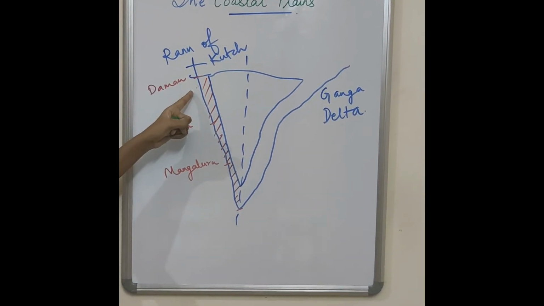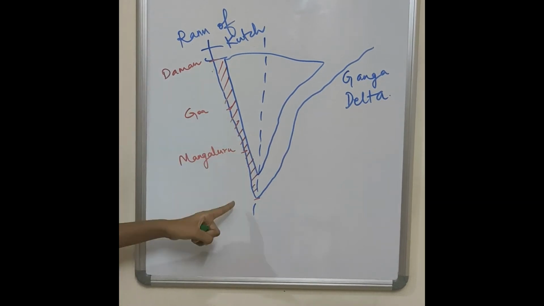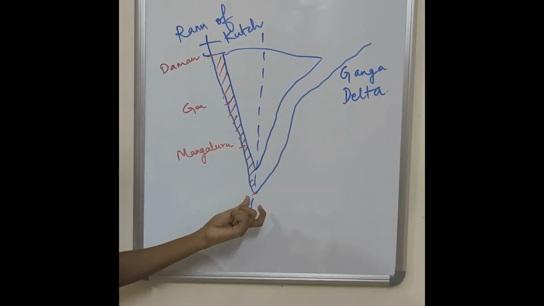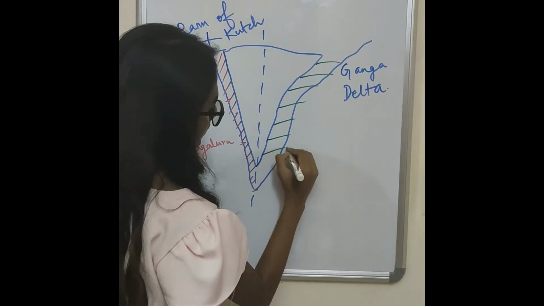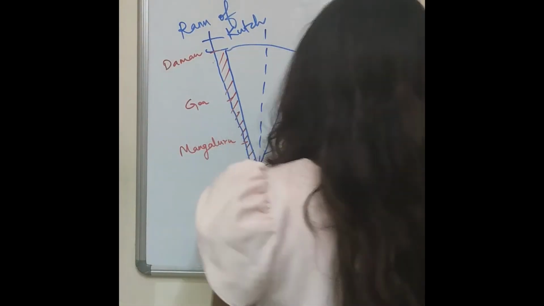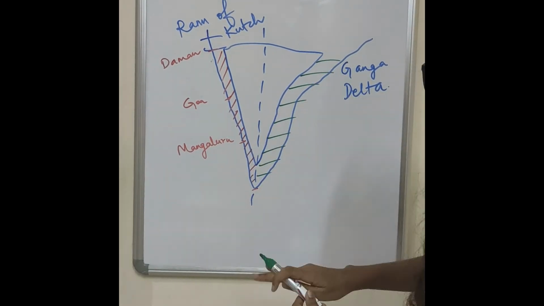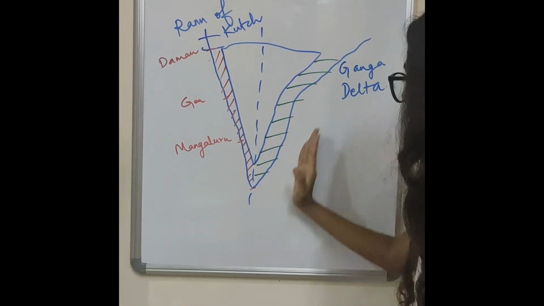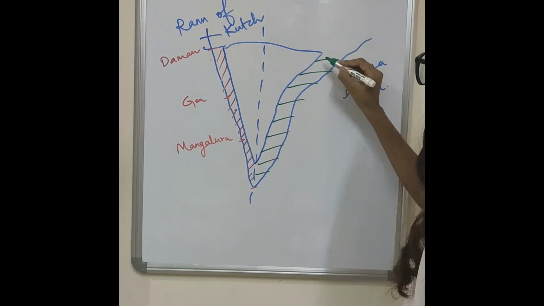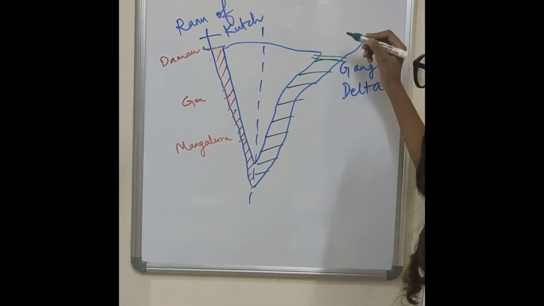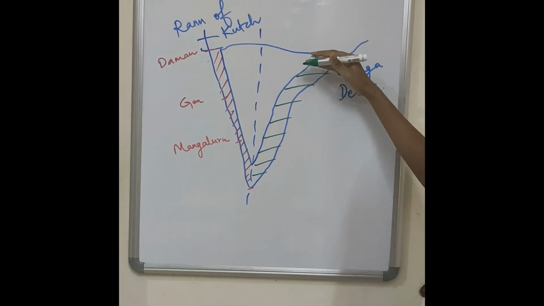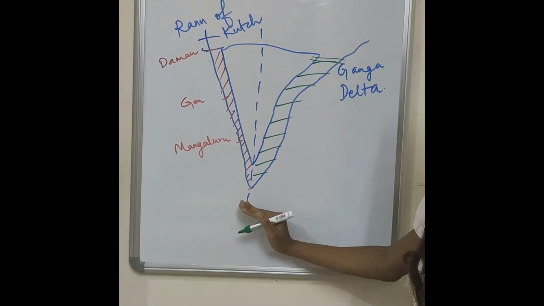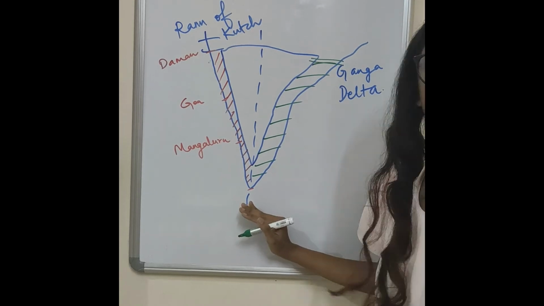So, the western coastal plains, as you can see, are narrower than the eastern coastal plains, which are wider. Okay. Now, the eastern coastal plains is sandwiched between the Eastern Ghats and the Bay of Bengal. Okay. It runs from the north of the Sabarnarekha river, north of Sabarnarekha river till Kanyakumari. Alright.